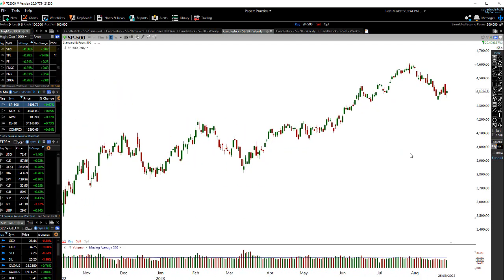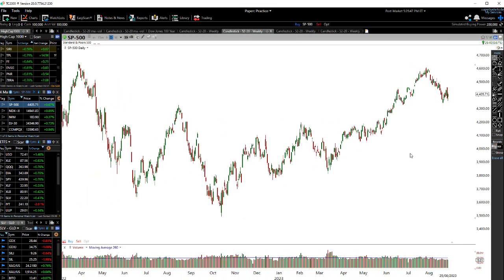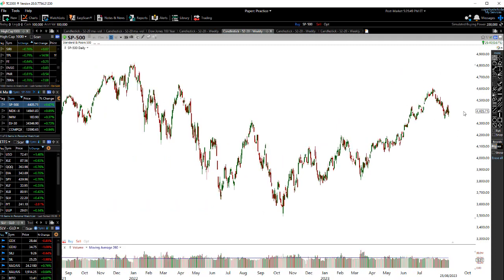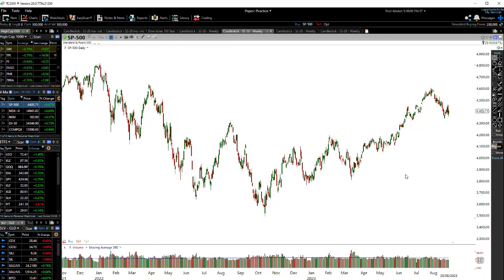Now, what's happening right now with the actual stock market itself is that we're getting just a bit of an overall movement through, but we are really at the moment starting to develop that sideways phase, right? We're starting to develop that sideways phase from here.